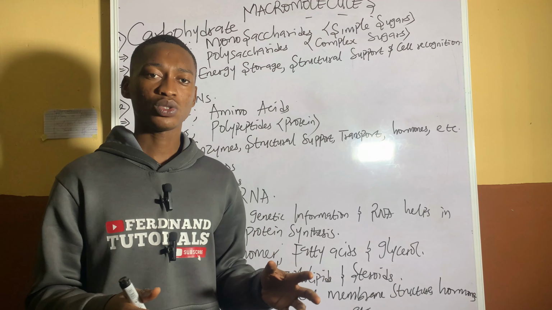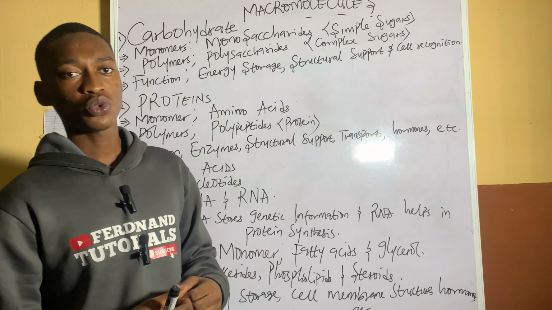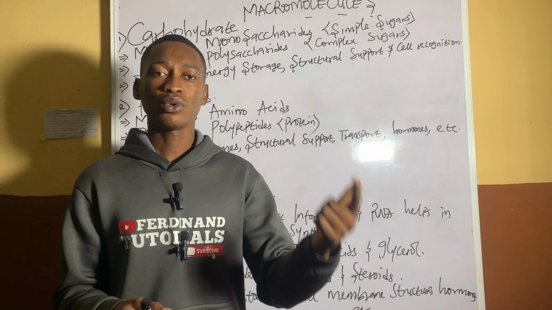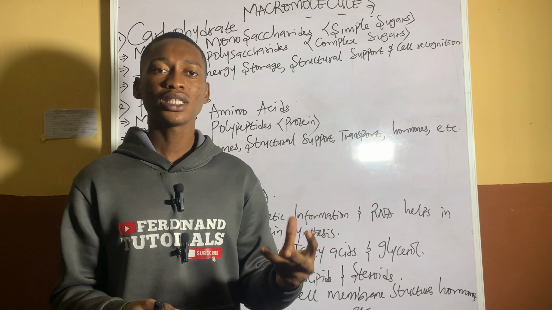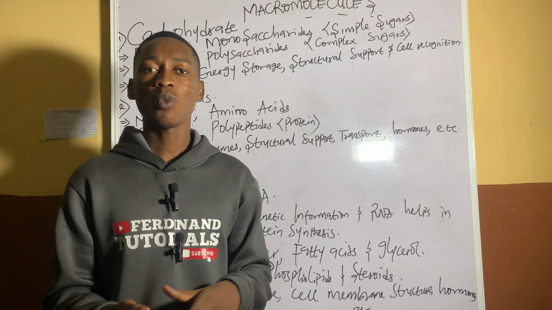Now, these body processes that happen in the body cannot be possible without what we call biomolecules or macromolecules in biochemistry. There are four important biomolecules or macromolecules in the body. We begin to look at carbohydrates, there are proteins, nucleic acids, and then we look at what? Lipids. In this video, I'll be explaining them one after the other.